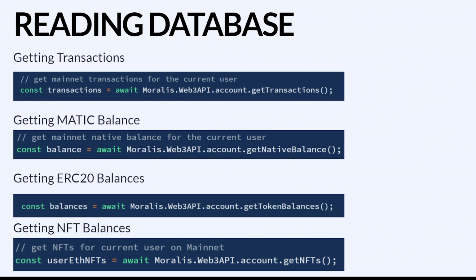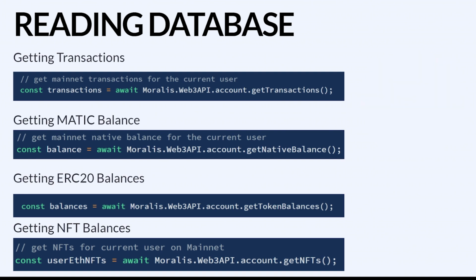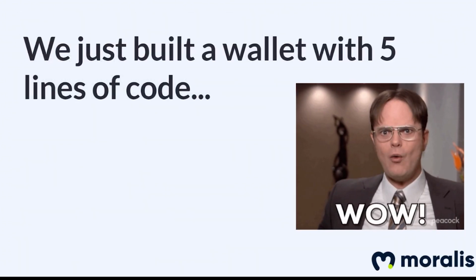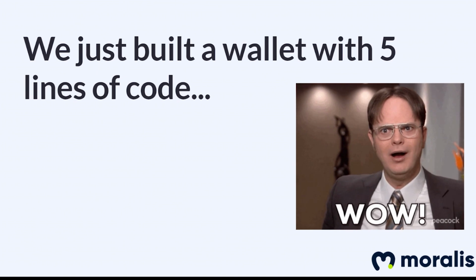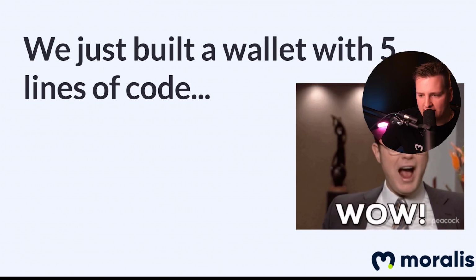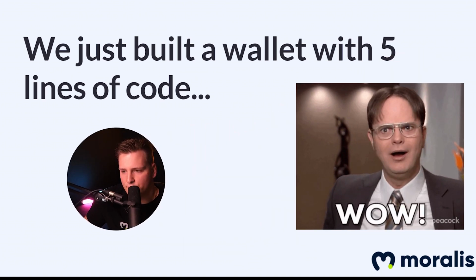So with one line of code, you remember, we were able to log in a user. With 4 additional lines of code, we now have all the information about the user. So this means that with just 5 lines of code, we've built a wallet. We've basically built a dashboard where the user can log in and see all their assets. They can see all of their tokens, all of their NFTs, all of their ETH, all of their MATIC, and so on and so forth.